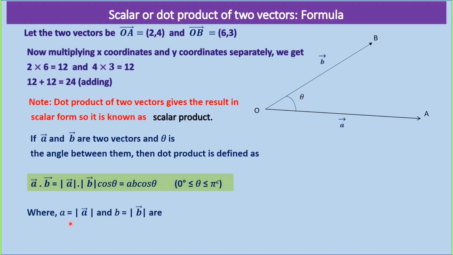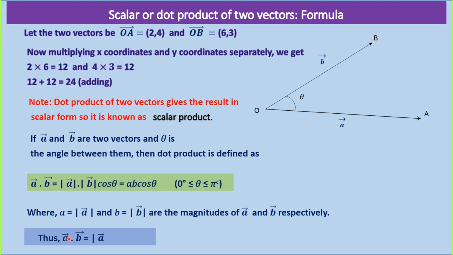Here A is equal to modulus of vector A and B is equal to modulus of vector B, which are the magnitudes of vector A and vector B separately. So finally we can say that vector A dot vector B is equal to modulus of vector A times modulus of vector B cos theta. This is the formula for finding the product of two vectors.